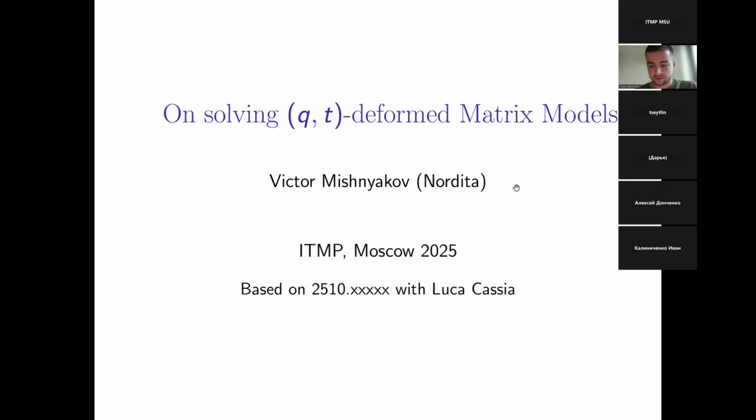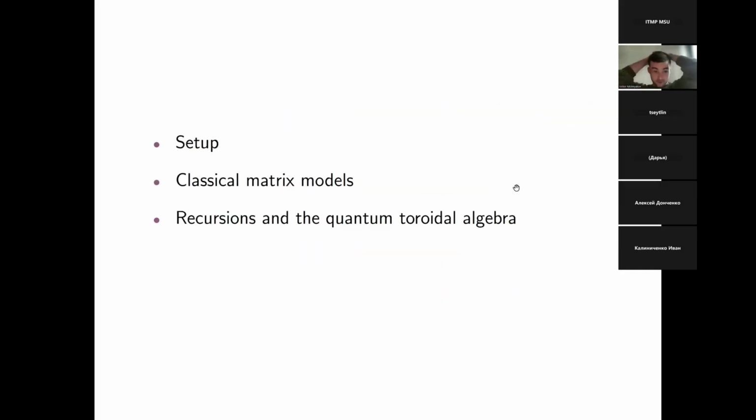So the plan of the talk is just an approximate scheme of how I'm going to go. I'll first explain the setup and then go to something called classical matrix models, the matrix models that most people are familiar with. And then I'll explain the results and the recursions for Qt deformed matrix models and the role of the quantum toroidal algebra in all of this business.